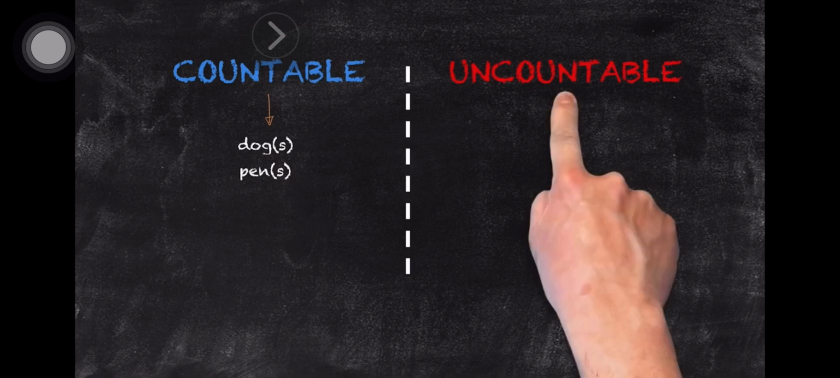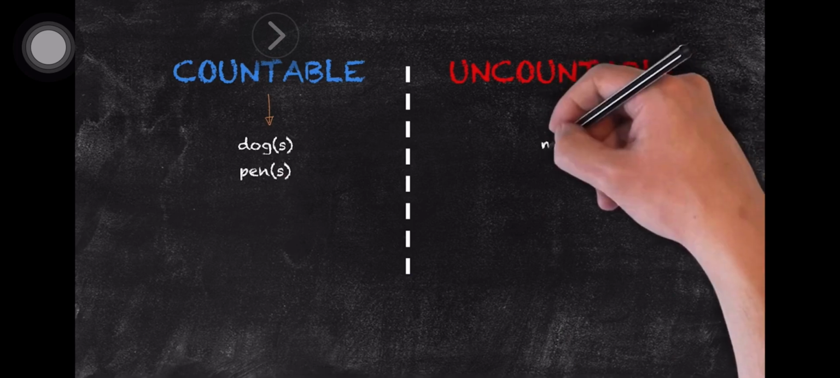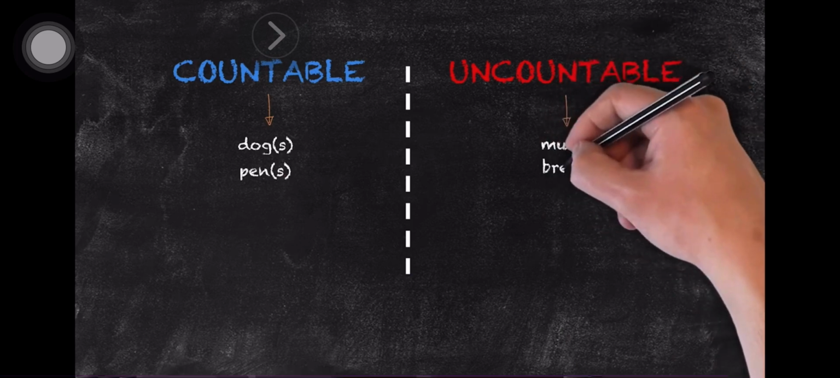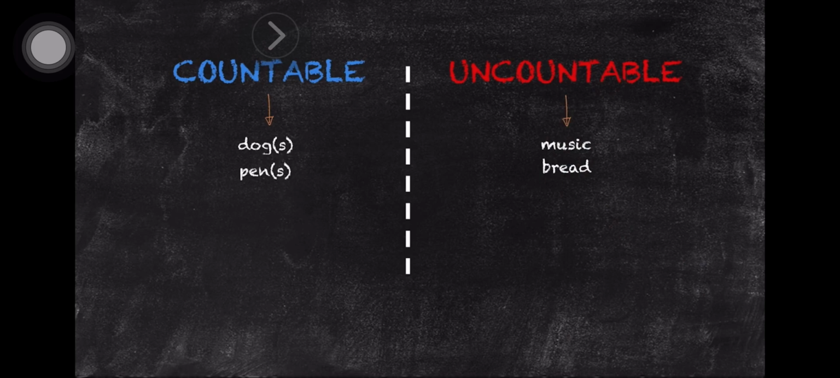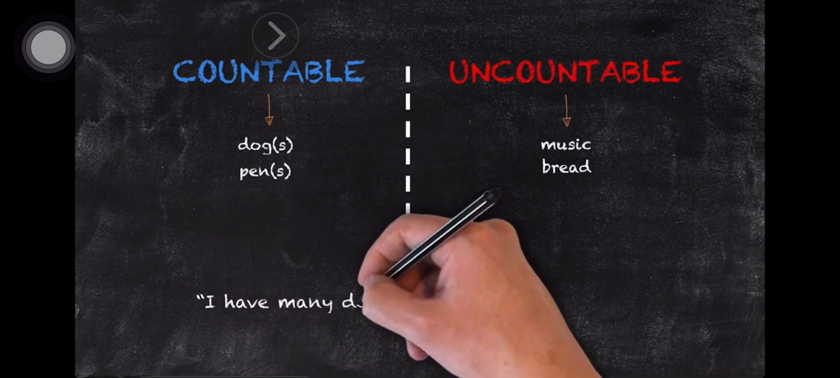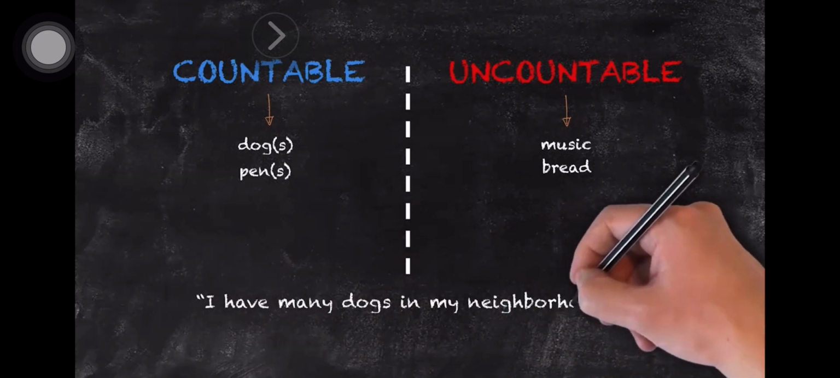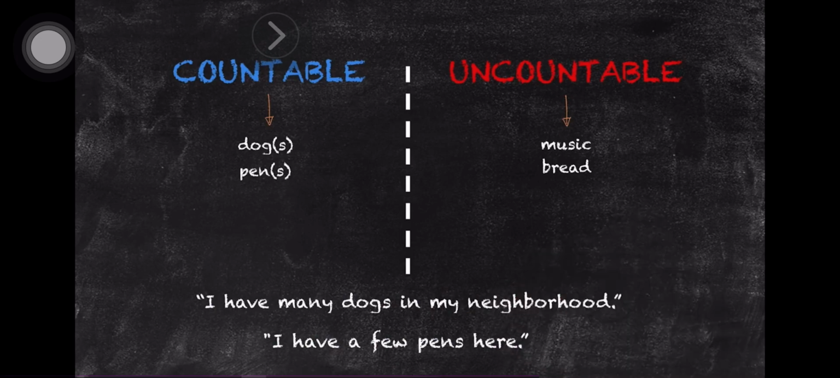Then we have our uncountable nouns, the nouns that cannot be separated. Music, bread. It's important to notice and be able to identify the difference between countable and uncountable nouns, as often this dictates the rest of our sentence. We have to use certain words with countable nouns and certain words with uncountable nouns. I can say, I have many dogs in my neighborhood, or I have a few pens here.